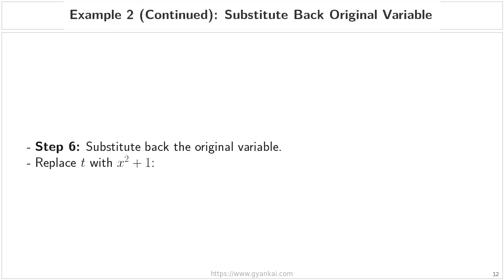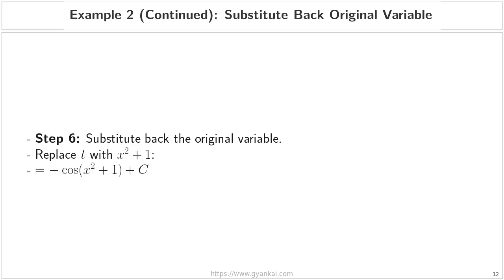As you can see here, we need to replace t with what we originally defined t to be. Remember back in step 2, we said that t equals x squared plus 1. Therefore, we simply substitute x squared plus 1 back in for t in our integrated expression. So, negative cosine of t plus c becomes negative cosine of x squared plus 1 plus c. And that's it. We've successfully evaluated the integral using substitution.